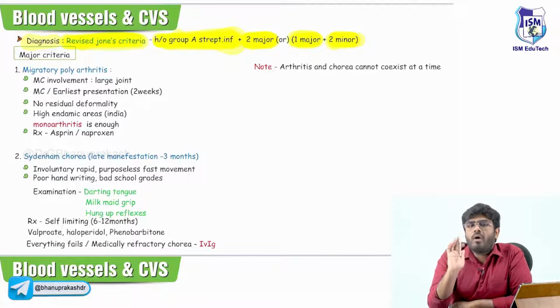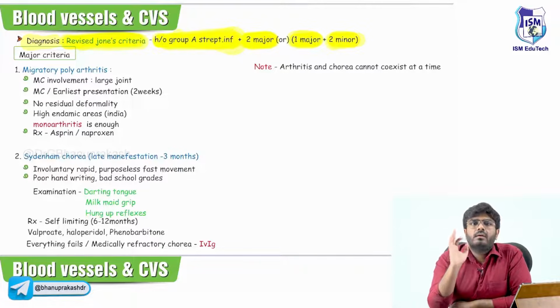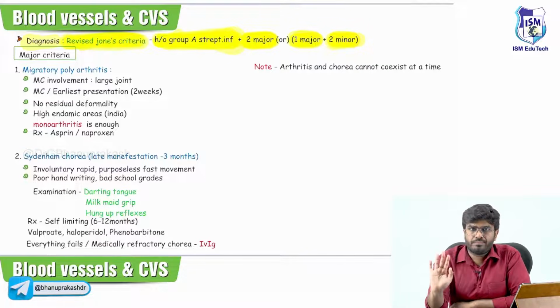Now, how to make the diagnosis that the patient is having rheumatic fever? Evidence of or history of group A beta hemolytic streptococcal pharyngitis, along with at least 2 major criteria or 1 major criteria with 2 minor criteria. You know the major criteria, JONES, out of which we have completed the heart involvement, carditis. Now, let's see the other major criteria.